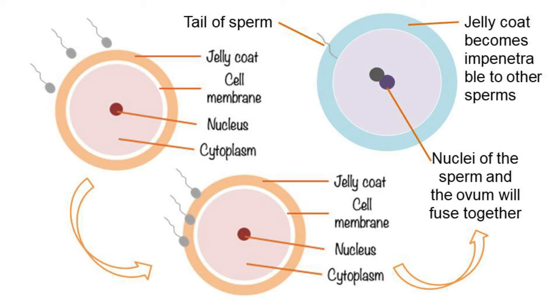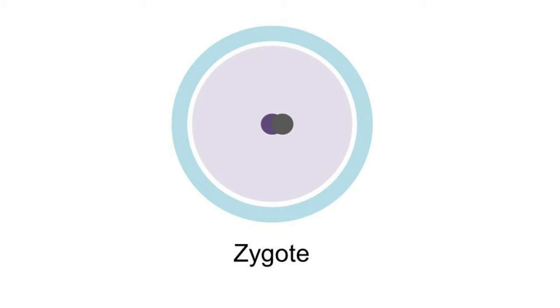When the head of one of the sperms passes through the cell membrane and enters the cytoplasm, the jelly coat changes to prevent the entry of other sperms. The nucleus of the sperm then fuses with the nucleus of the ovum. This process is called fertilization. The fertilized ovum is called a zygote.